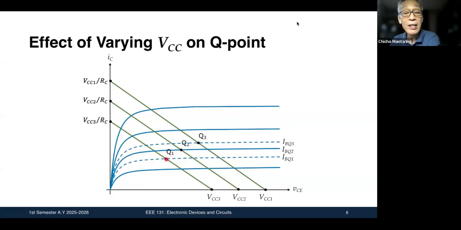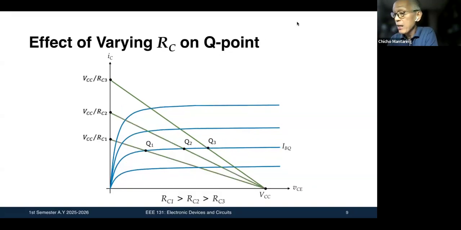So again, this Q2 would probably be a better Q point than Q3. In choosing VCC, this might be a better choice for VCC than this or this. So this looks like a better VCC.